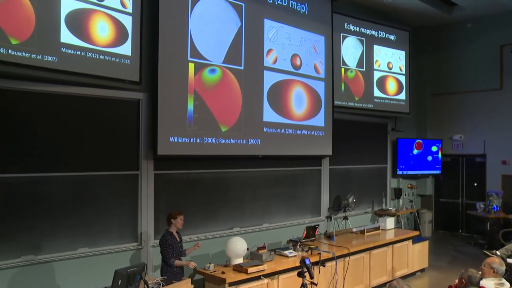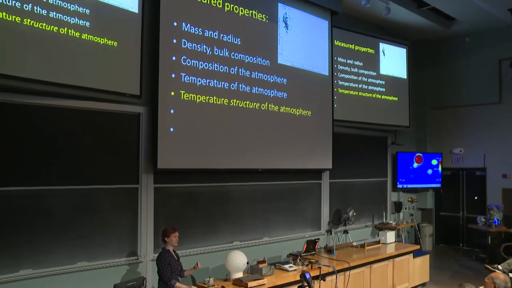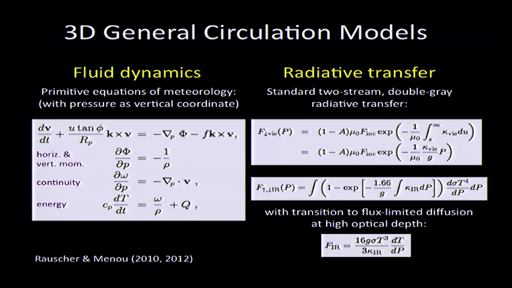So, what that means is that we're now in an era where we're not just talking about single properties of the planet, right? Before, everything on this list was a single value that we assigned to the planet. Its mass, its radius, the composition of the atmosphere, the temperature of the atmosphere. Now we're talking about the temperature structure of the atmosphere. And this is because planets are three-dimensional. Different regions of the planet are different. And this is really exciting because it means we have more information about the planet. And it's really fun because it means we get to build models to try to understand what the planet is like. So, because this is in fact physics, here are a bunch of equations.